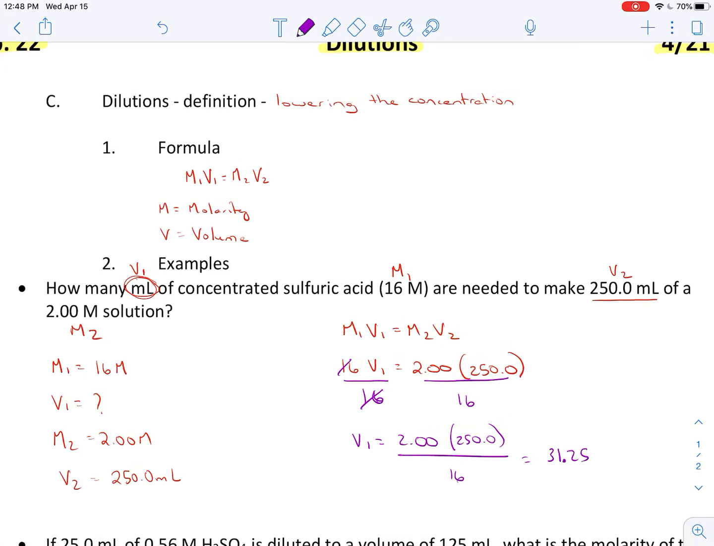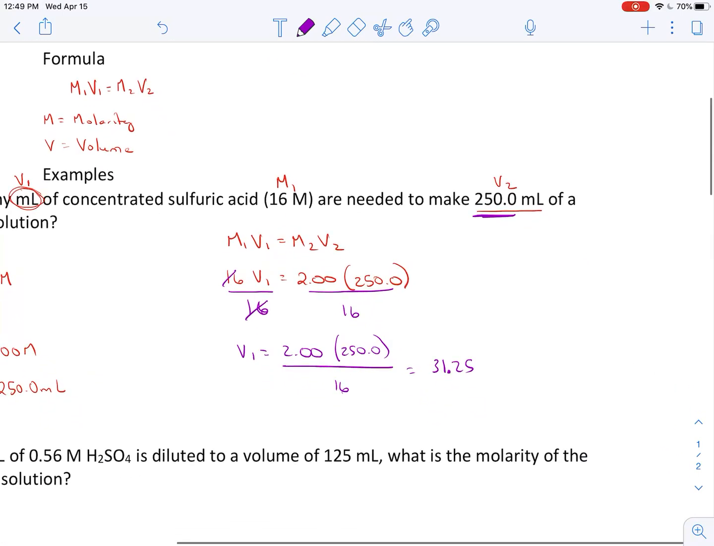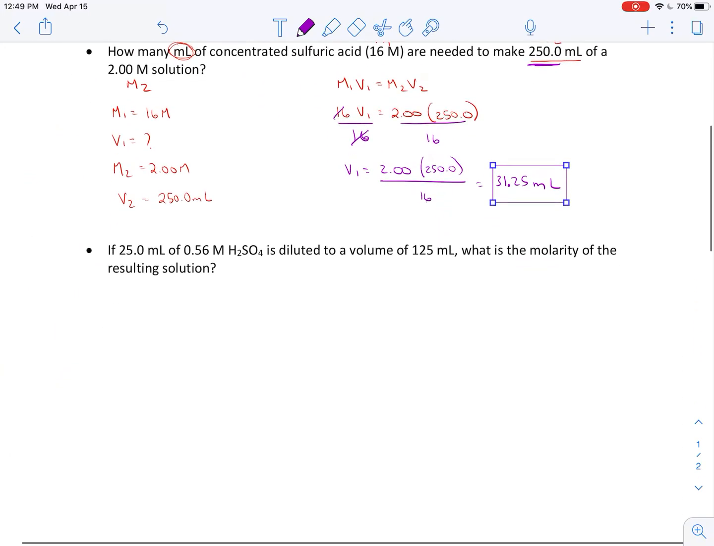Now we have to look at sig figs. If we look up here in our volume, because that's what we use for our sig figs, how many sig figs are here? There are 4. So our answer needs to include 4, because with volumes, if we have 2 of them, we want to go with the same one. So 31.25 is 4 sig figs. So we're just going to put mL on that and we are done with that problem. 31.25 mL.